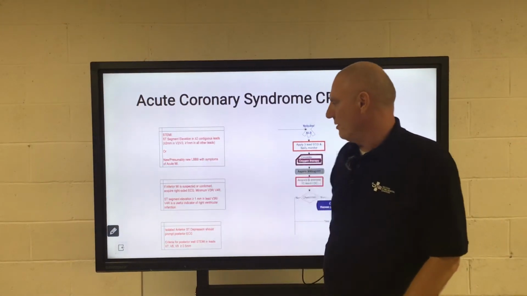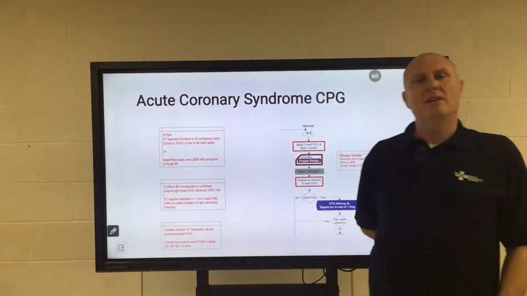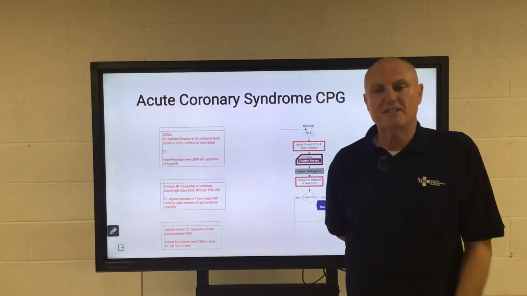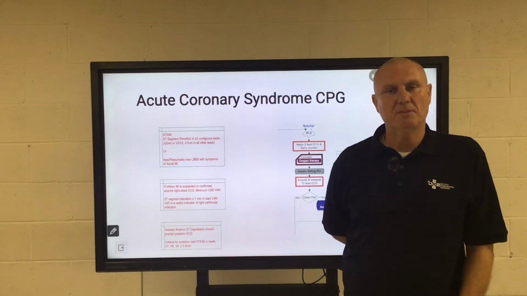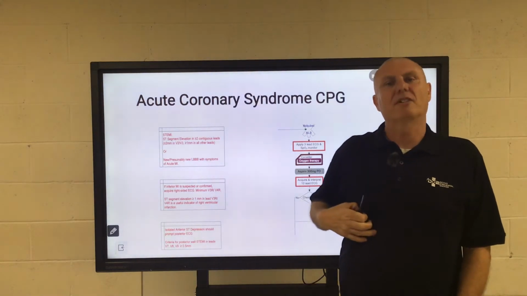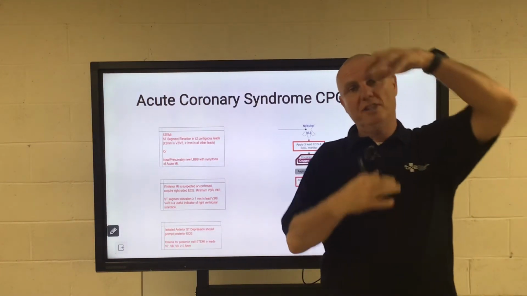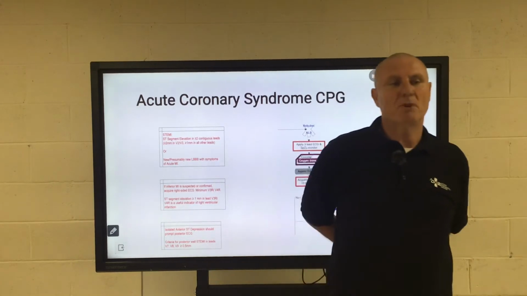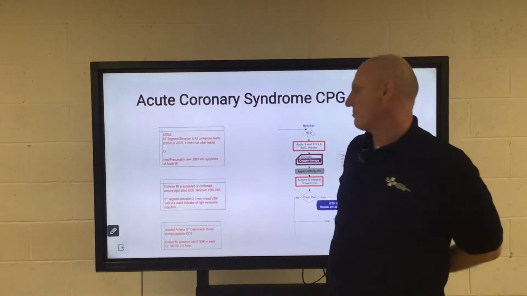Again, in red, the other information here is talking about inferior MI, like we've discussed already, the necessity for doing a right-sided ECG because of the potential for right-sided infarct, due to the fact that the underneath of the heart, the inferior of the heart, is primarily fed from branches of the right coronary artery.